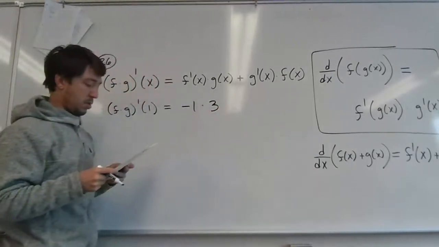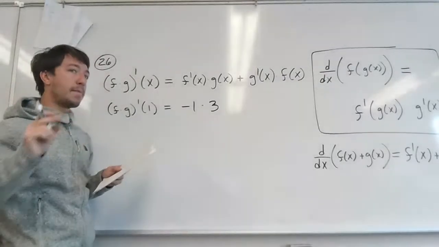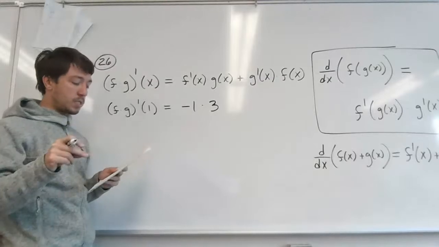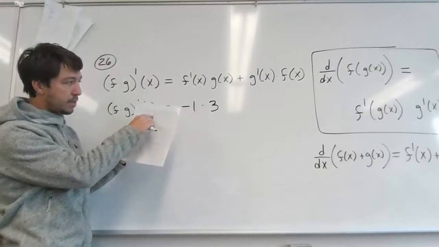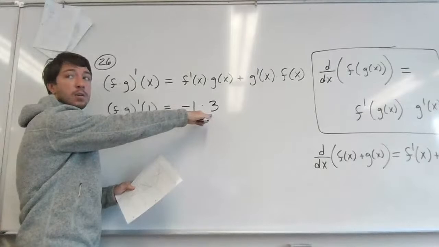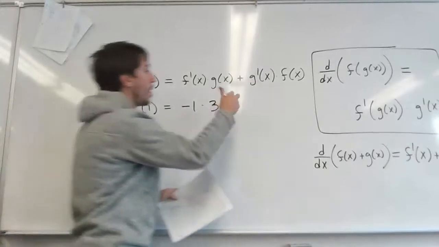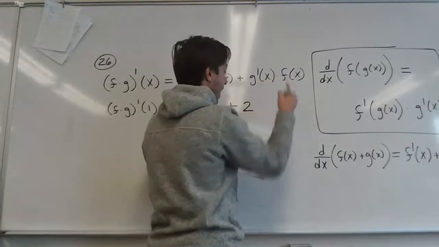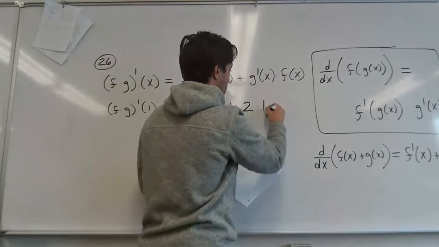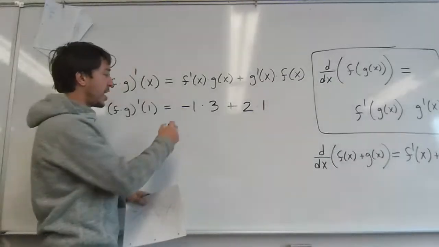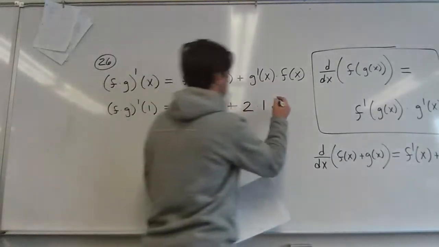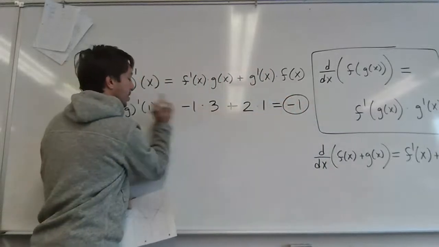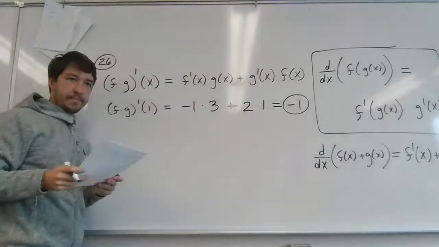3. Notice it's not G prime of 1, it's G of 1. It's asking what's the y value of the G function at 1, so you have to look up there on the graph. Everyone cool with how we got the 3? You sure? G prime of x is 2. Very good. G prime of 1 is 2, and F of 1 is 1. So it turns out the answer to this question, to save room, is -1. It's -3 plus 2. Any questions on that?